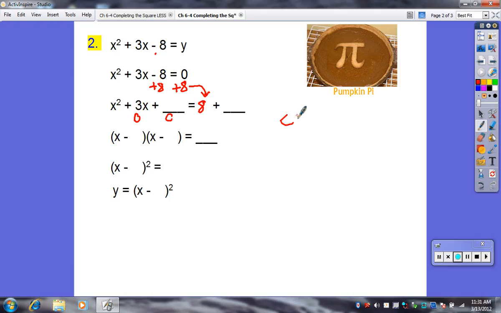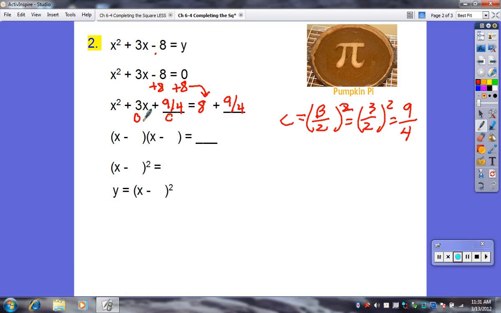Remember to find C, we take B and divide it by 2 and square it. So this time it's not an even number. So I'm going to leave it in fraction form because that's what I wrote down. If you have decimals, you're welcome to do so. This is 9/4. Now what I add here, I have to add to both sides. This is also going to be 9/4.